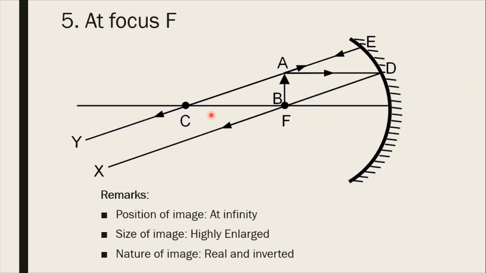We see that these two reflected rays are parallel to each other. And obviously, what will happen to the position of the image? The position of this image will lie at infinity. The size of the image is going to be extremely large, and the nature of this image is going to be real and inverted.